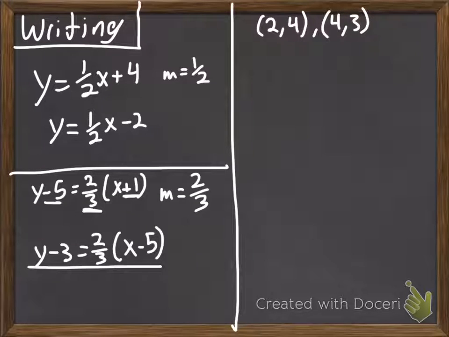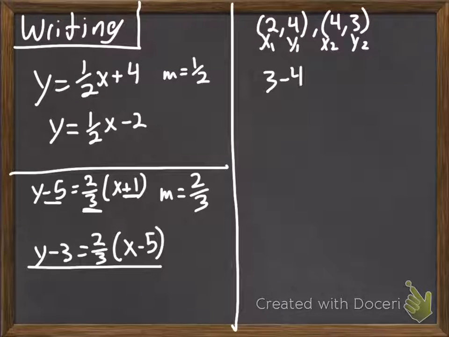So now we have these 2 points, 2, 4 and 4, 3. And again, since we just want a line that's parallel to whatever line this is, we just need to know the slope. And everything else is pretty easy after that. So let's find the slope using our slope formula.